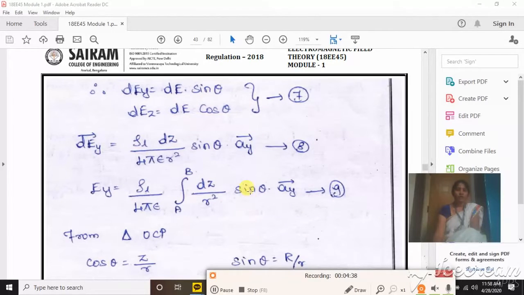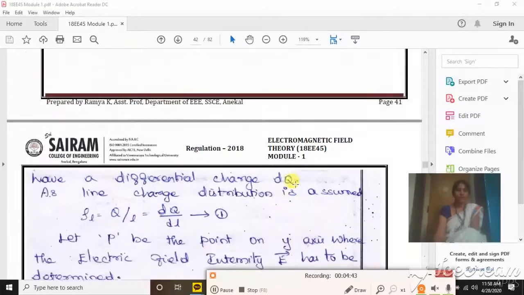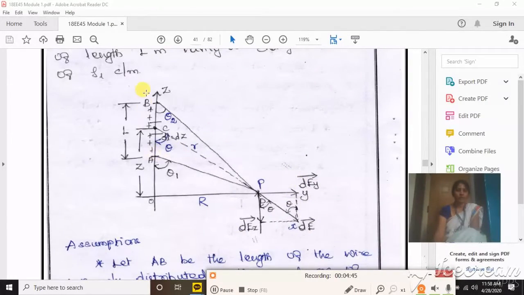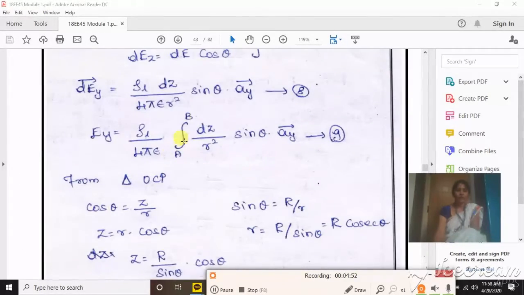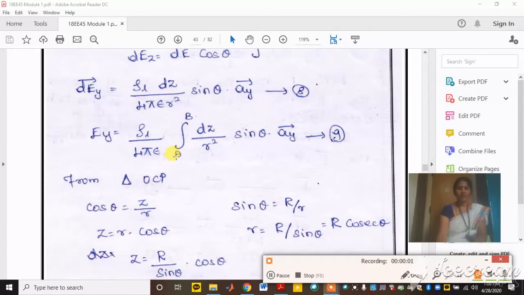After this, here it is a line charge density, right? The charge density is spread between the points A to B. Only between A to B is the line charge density considered, so the integration can also be from A to B. We can write ρL divided by 4πε, and since the line charge density is spread between the points A to B, we have Ey is equal to ρL divided by 4πε integration from A to B dz over R² sin theta into ay.